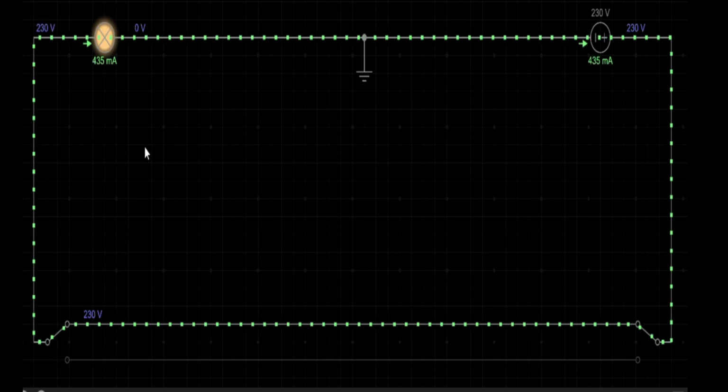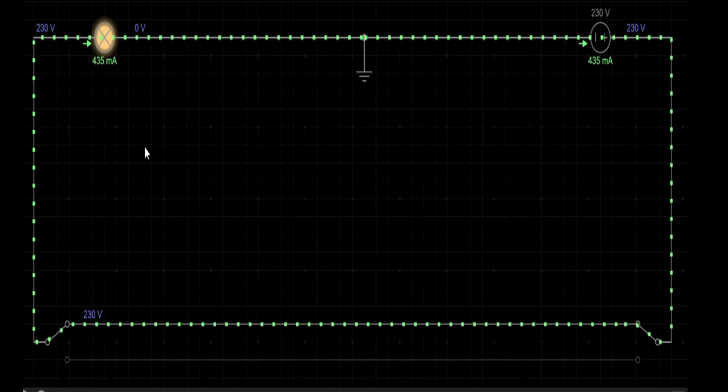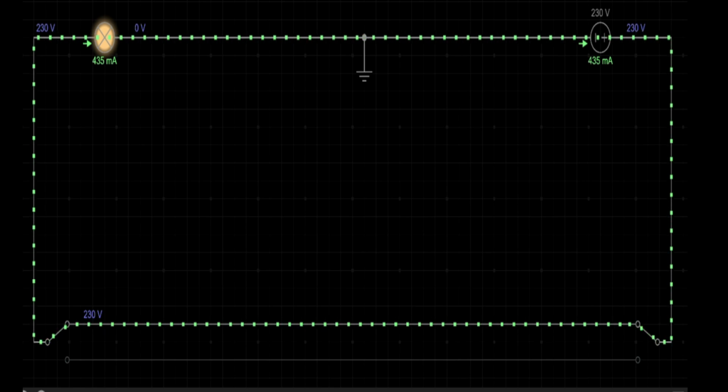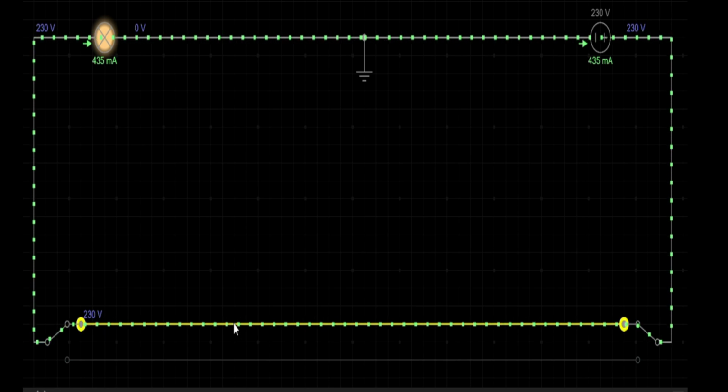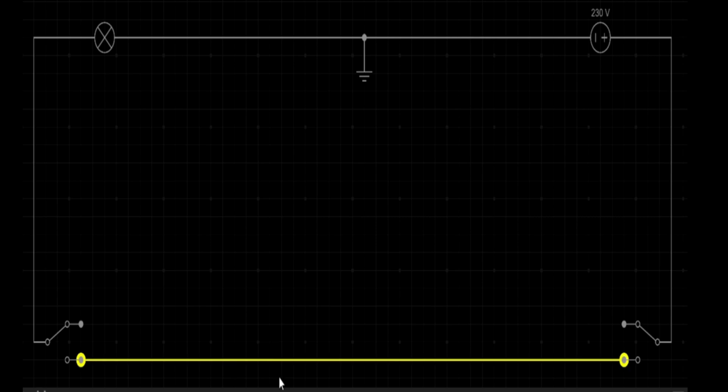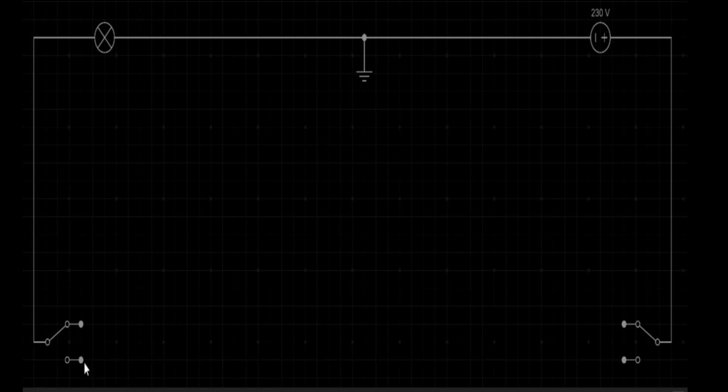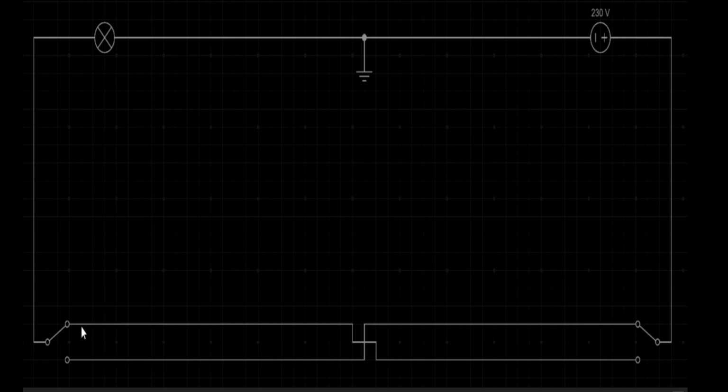Now move towards the next method for the wiring of the circuit. In this wiring method, we will just swap the position of these two connections. These two terminals will be connected to the opposite terminal of the other switch. Run the simulation and see the results.